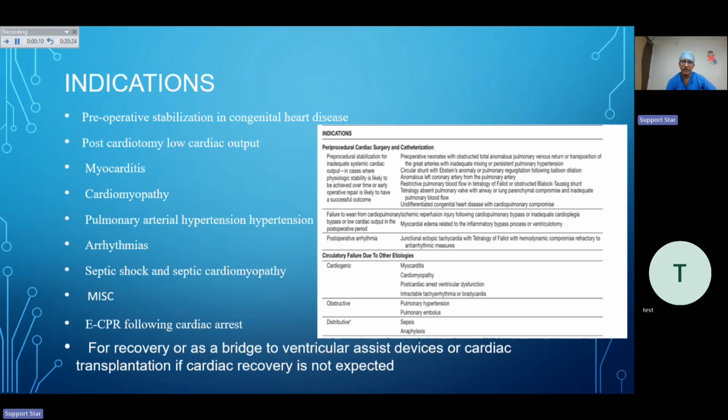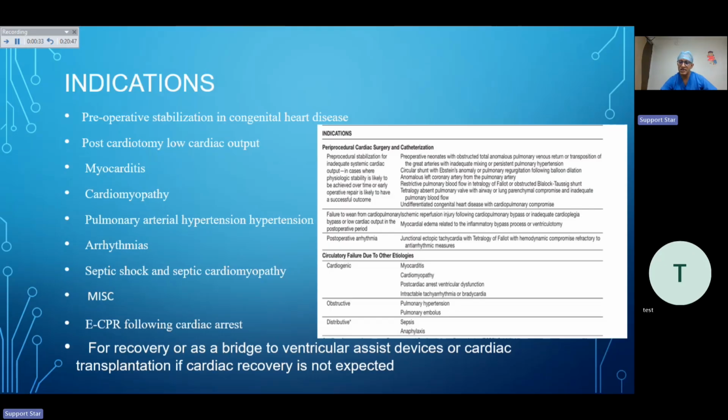Okay. But what are the indications? It's for preoperative and postoperative stabilization in congenital heart disease and post-cardiotomy low cardiac output, myocarditis, cardiomyopathy, refractory pulmonary arterial hypertension, pulmonary arterial hypertensive crisis, refractory arrhythmias, septic shock with septic cardiomyopathy, MIS-C and ECPR following cardiac arrest.